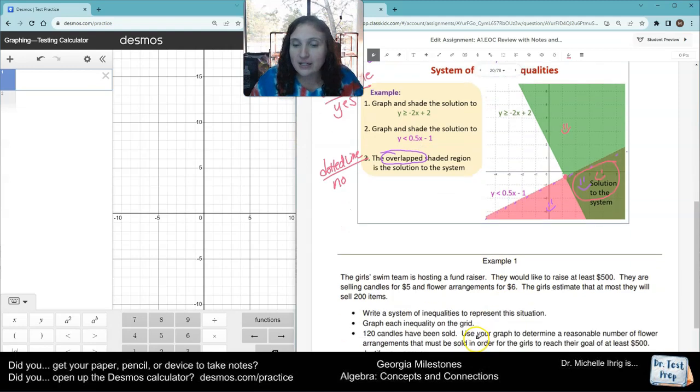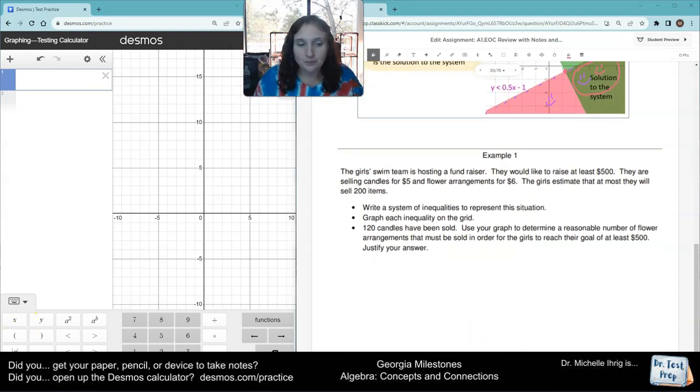So let's take a look down here. All right, let's read this slowly. The girls' swim team is hosting a fundraiser. Good information, but doesn't help us with the problem. They would like to raise at least $500. So what does at least $500 mean? Well, can they raise $200? Would that make them happy? No.